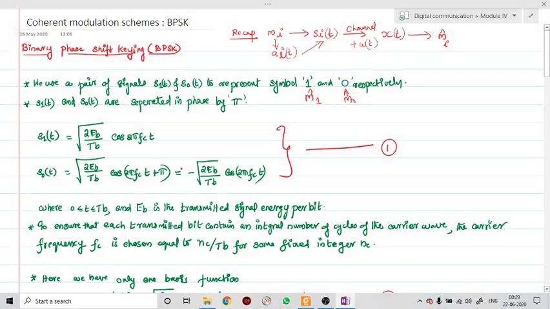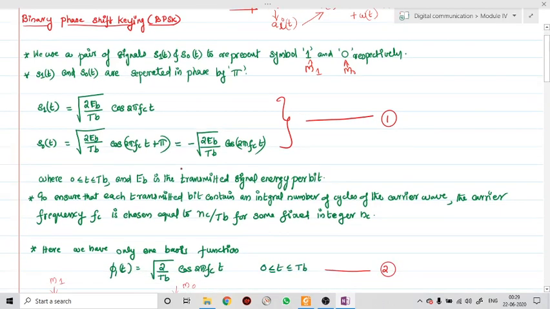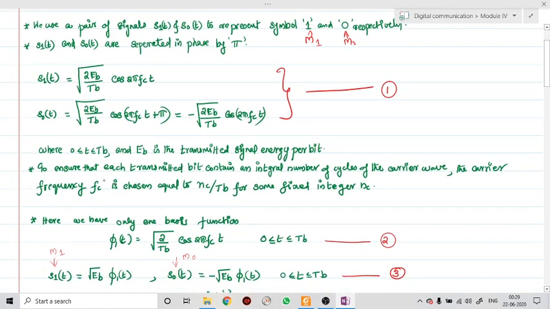Now the next information is this, that is to ensure that each transmitted bit contains an integral number of cycles of the carrier wave. The carrier frequency Fc is chosen equal to Nc by Tb for some fixed integer Nc. So what does that mean?